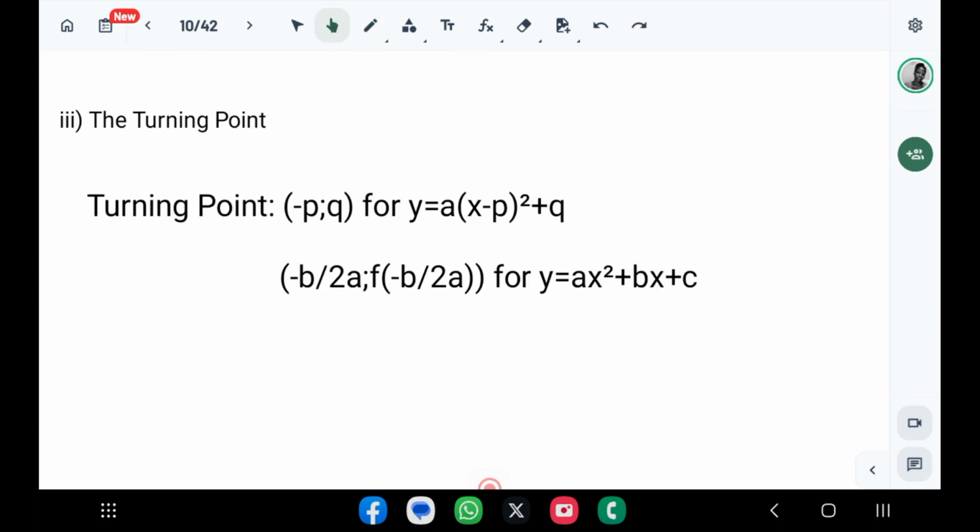Let's look at the turning point. The turning point depends on which standard format you've got. If you've got y equals a(x minus p) all squared plus q, your turning point will simply be (minus p, q). If your standard format is ax squared plus bx plus c, then the x coordinate of the turning point will be minus b over 2a. And to find the y coordinate, you simply substitute that back into the original function.